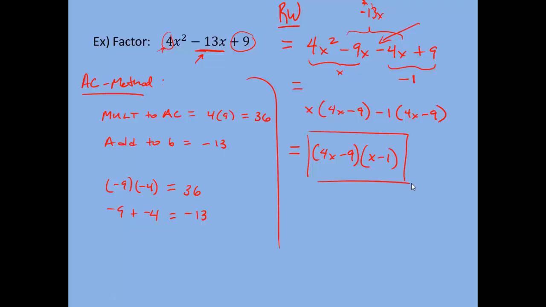You could always check this by FOILing and making sure you get the original statement. Another note that I have to make here is that the order that I made this negative 9, negative 4, it doesn't really matter here as long as you have them with the correct signs on them. So you could have written this as negative 4x minus 9x. The middle steps would have looked different, but you'd get the same answer in the end. Let's take a look at another example.